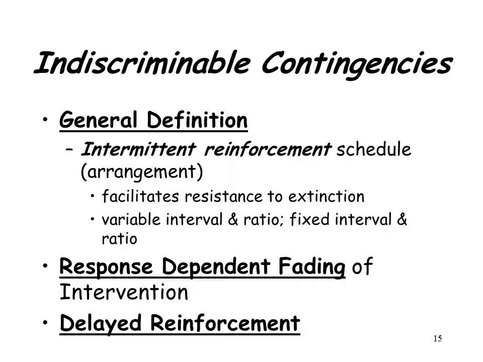Response-dependent fading of an intervention is something we've already talked about in the examples we used of DRL and DRH. We are changing a criteria for reinforcement based on the student's success. So we're using the student and the student's performance as a way to tell us when it's time to change the criteria for reinforcement. So the most effective way to change a schedule of reinforcement is to base it on the student's performance and not just the passage of time.